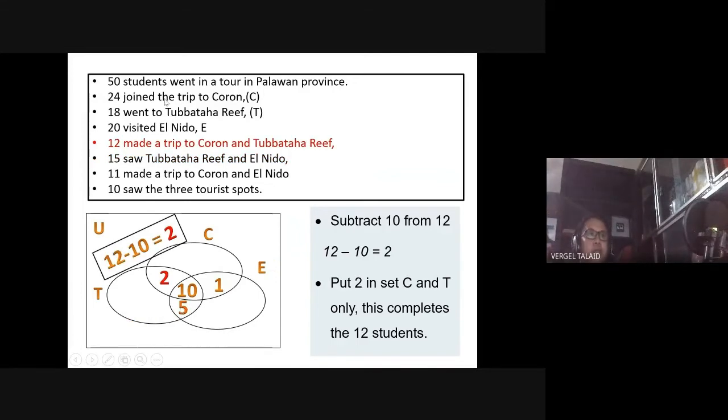Next given: 12 made a trip to Coron and Tubataha Reef. So Coron and Tubataha is 12. Since we already have 10 here, we put 2 on this part by subtracting 10 from 12, that is 2. Out of 12, since we already have 10, we have 2. So put 2 in set C and T only. This completes the 12 students.